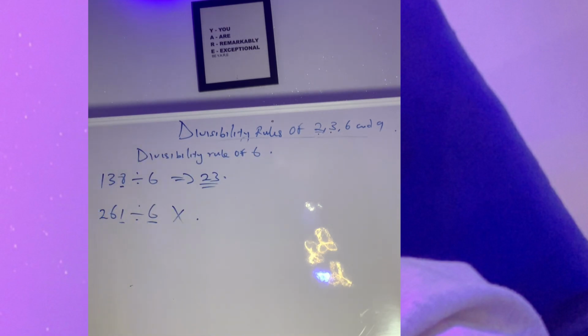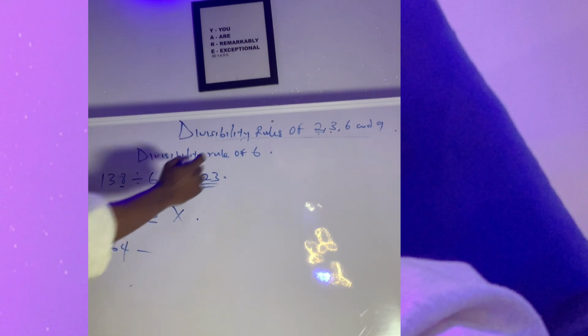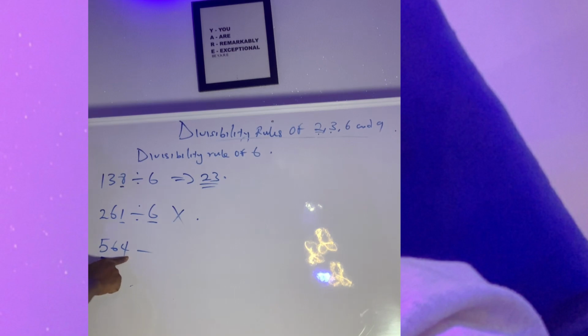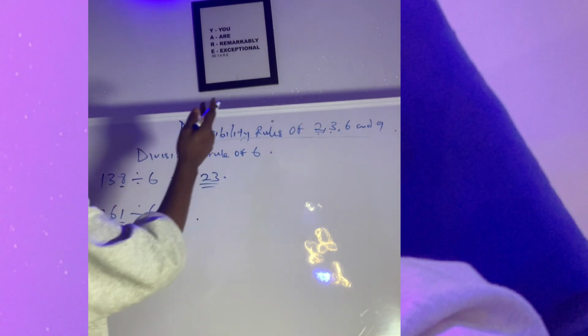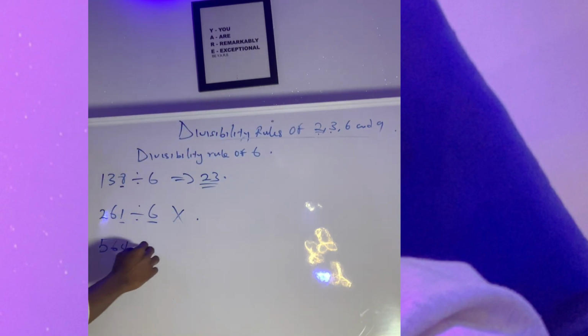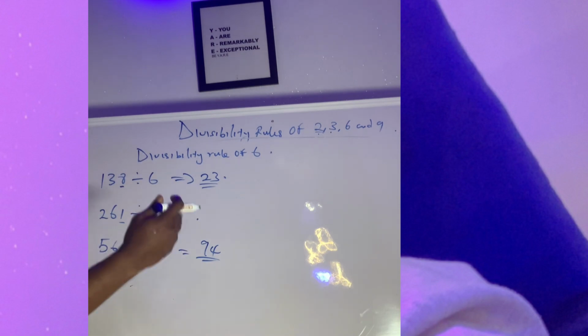So the last number I want you to confirm. Let's try 564. Let's see if 564 can be divided by 6. It should be able to. Using the divisibility rule of 3, the sum of the digits 5 plus 6 plus 4 gives us 15. And if it's 15, yes, it can be divided by 3. And now the number 4 is an even number, so it can also be divided by 2. So 564 divided by 6 will give us 94. So that is the divisibility rule of 6.